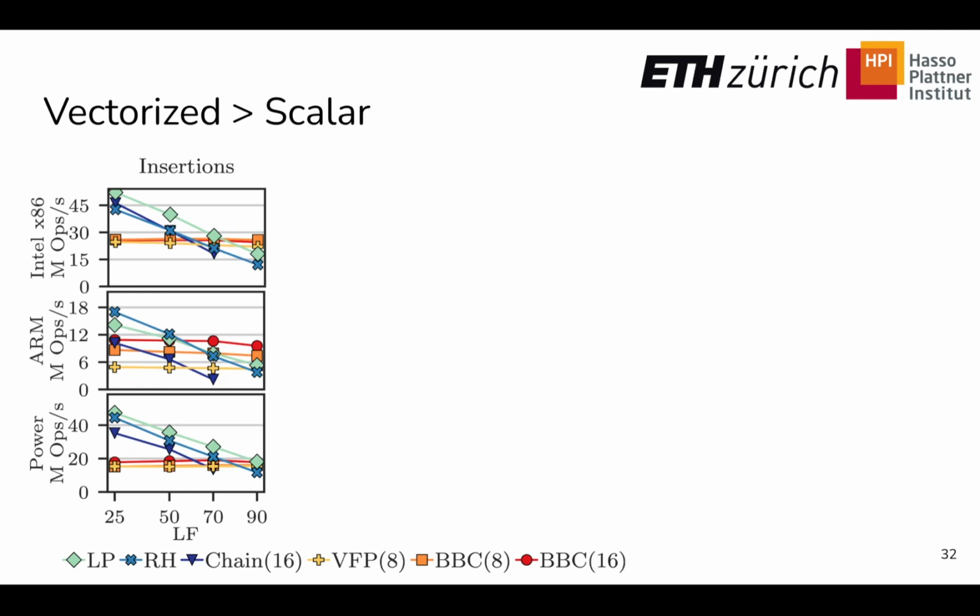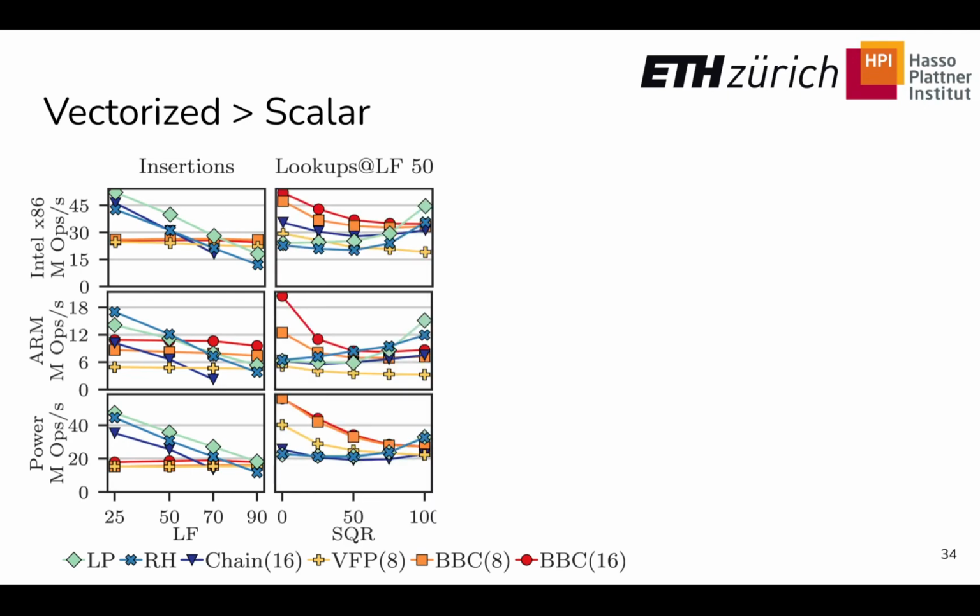And we can already see that bucket-based comparison always comes up on top at load factor 90. And considering lookups, we, of course, again here need to vary the successful query rate in this case. So the load factor is fixed and we vary the successful query rate. And at load factor 50, every second slot is filled.